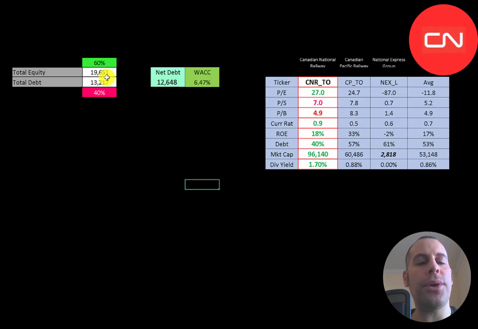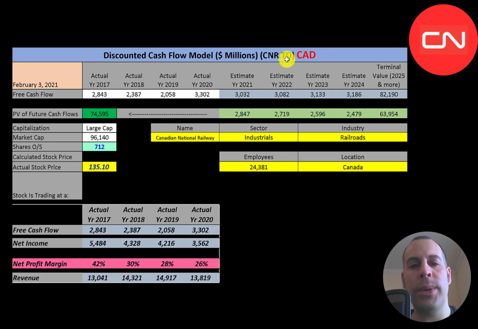Let's look at the capital structure. $20 billion of equity, $13 billion of debt. They're 60% equity, 40% debt. And their net debt is $12.6 billion. Their WACC is 6.5%, and that's the discount rate we're going to apply to the future cash flows. We estimated 4 years of future free cash flows.